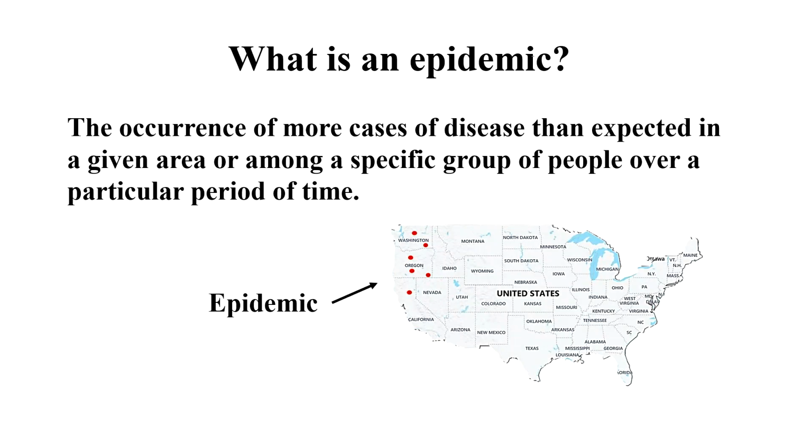A good place to start is trying to define what is an epidemic. The occurrence of more cases of disease than expected in a given area or among a specific group of people over a particular period of time. In this slide, I've highlighted outbreaks that occurred in the states of Washington, Oregon, and California, but they are contained within those areas and they don't spread any further.